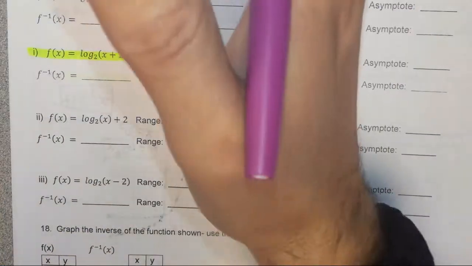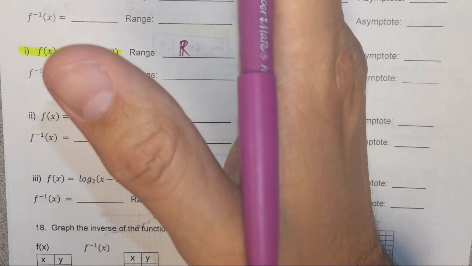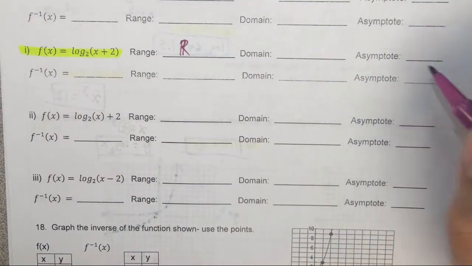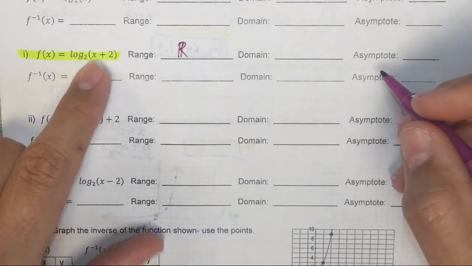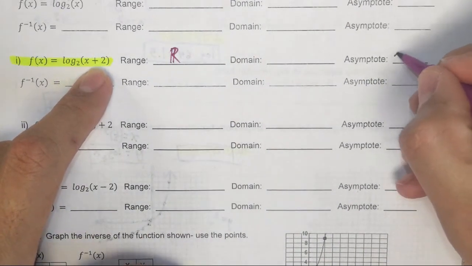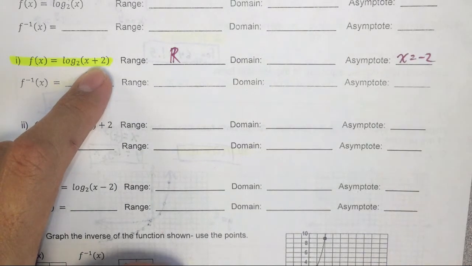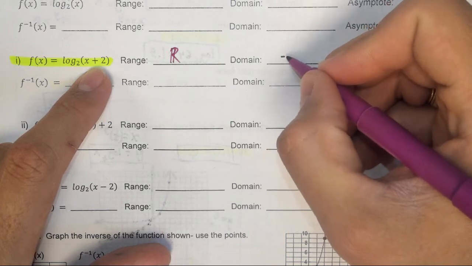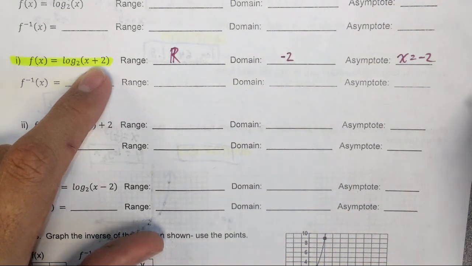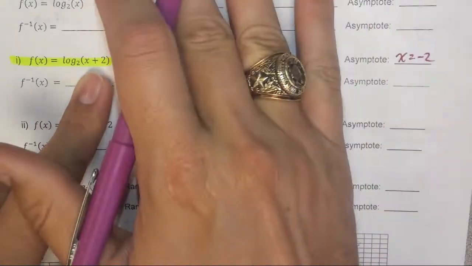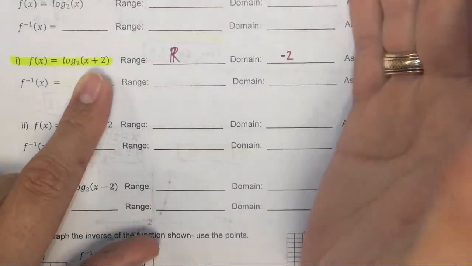Log functions have vertical asymptotes. If there is no movement left or right, it's an asymptote at x equals 0. Since this is moved 2 to the left, my asymptote is x equals -2, which means my domain is going to start at -2. If this was reflected across the y-axis, it would end at -2. You gotta remember that too.